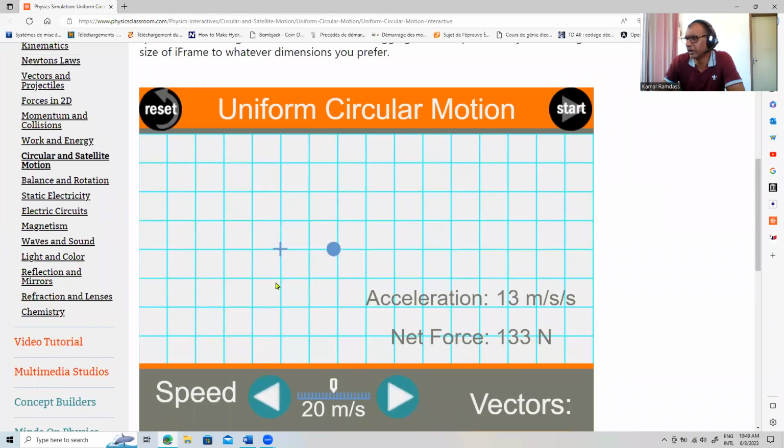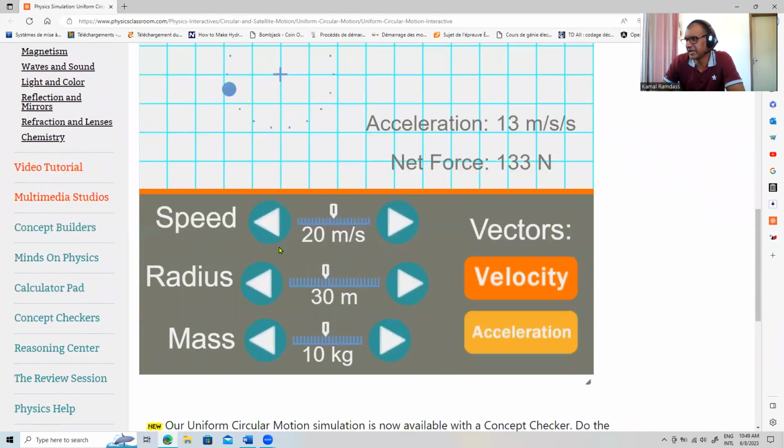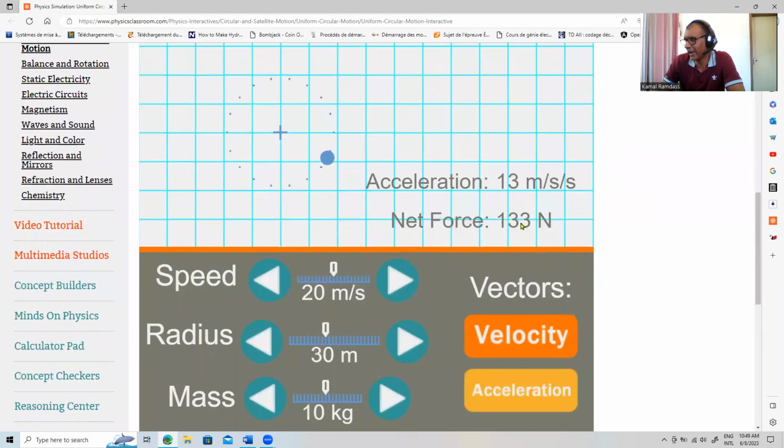Bon, moyennant une animation, là, je vais start, et nous trouvons que cet objet-là peut tourner autour de ce centre-là. OK. Bon, malheureusement, dans cette animation-là, je ne suis pas capable de contrôler la force, mais je suis capable d'increase the speed. Par exemple, 20 mètres par seconde, mon net force, c'est 133 newtons. Je suis capable d'increase the speed.